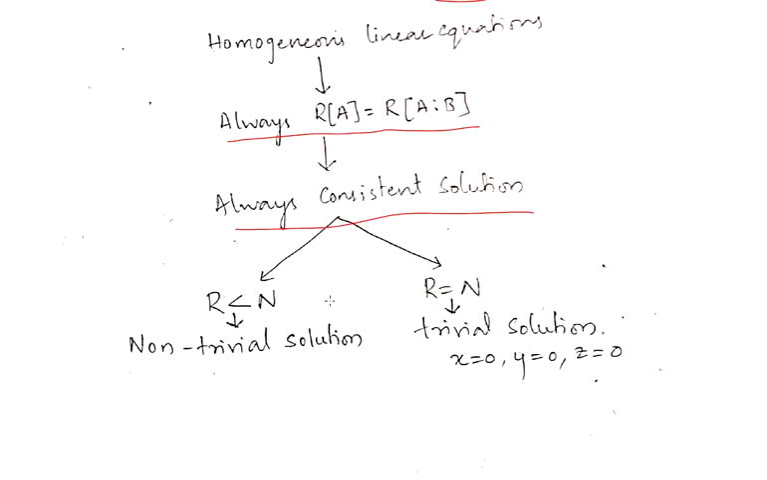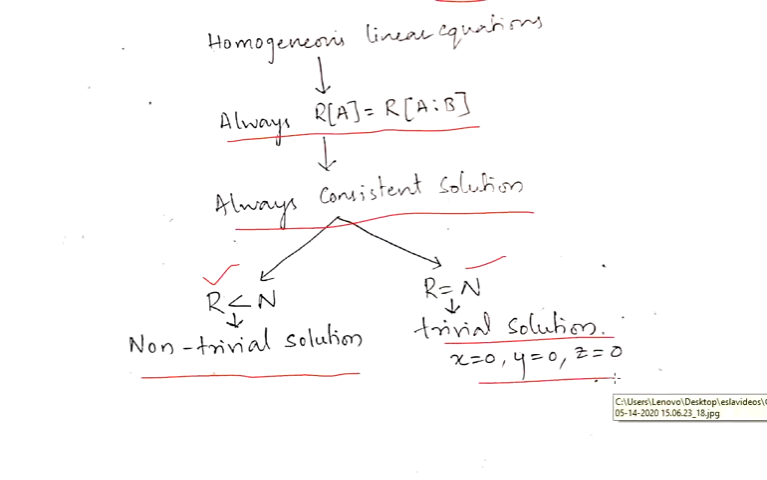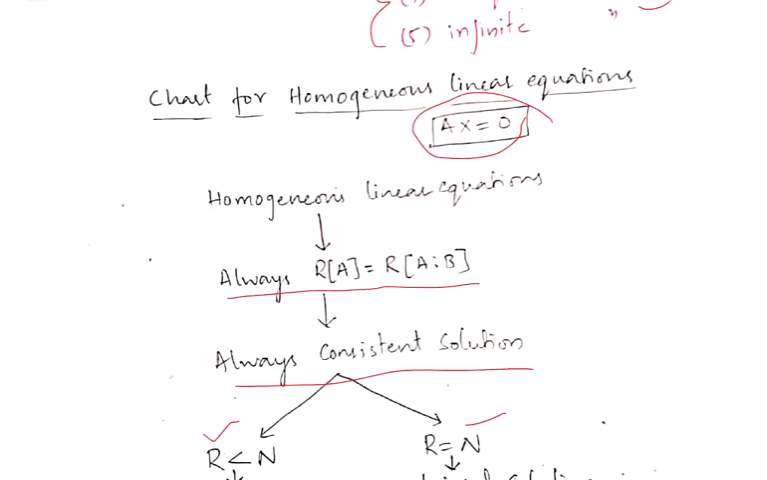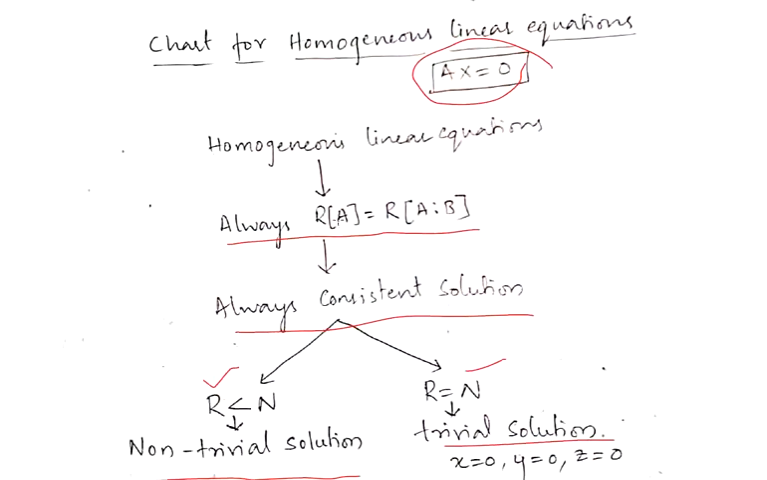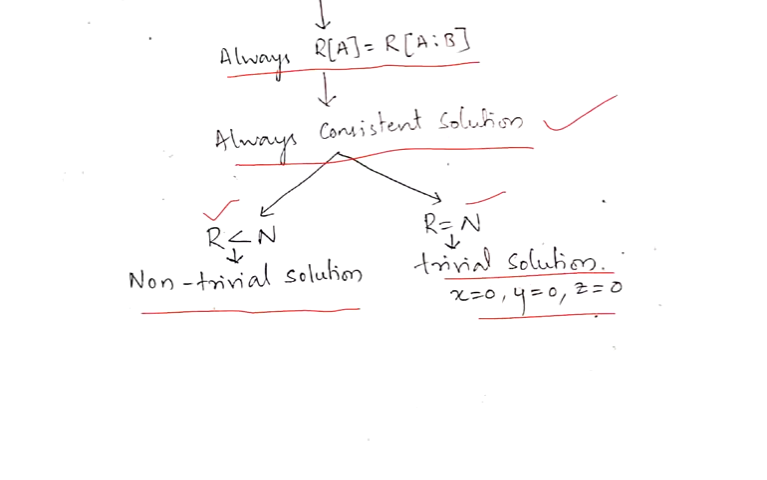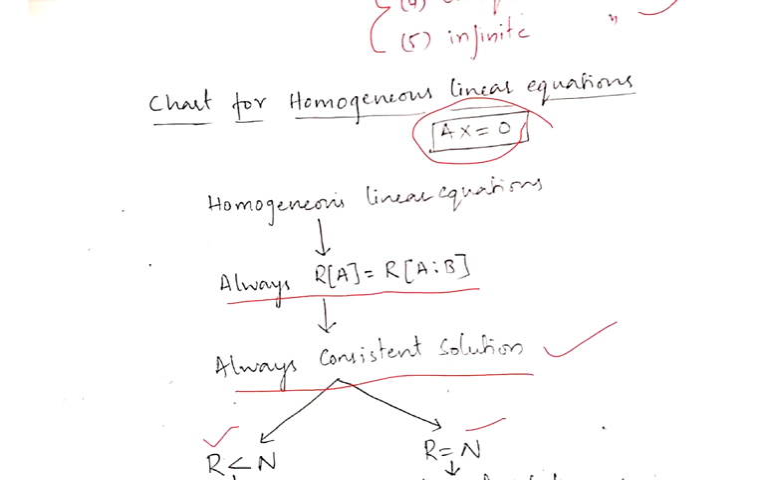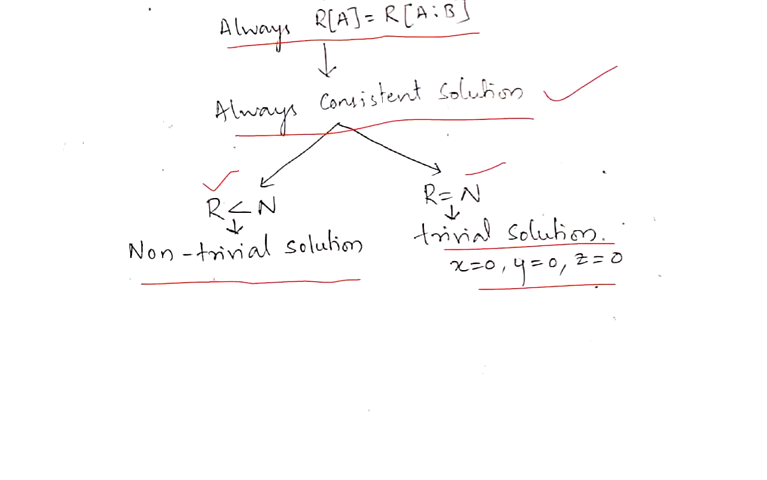Out of this, again we need to check the rank, whether it is less than the number of columns or equal to the number of columns. If it is less than the number of columns, then we call it a non-trivial solution, and if it is equal to the number of columns, then it is a trivial solution, where we get x equal to 0, y equal to 0 and z equal to 0. So this is the chart for homogeneous linear equations. Remember, for homogeneous linear equations it is always a consistent solution. Trivial and non-trivial: for this also you may get questions like whether it is trivial or non-trivial.